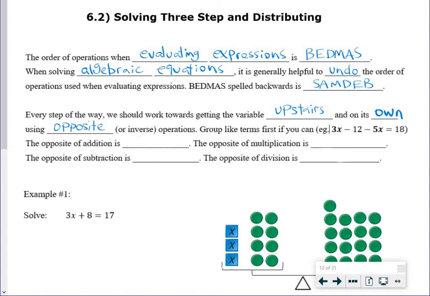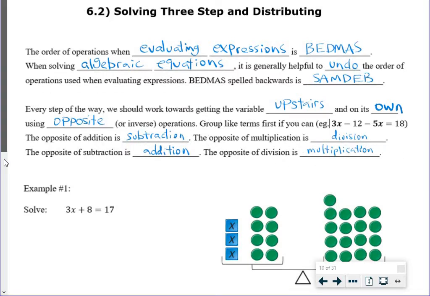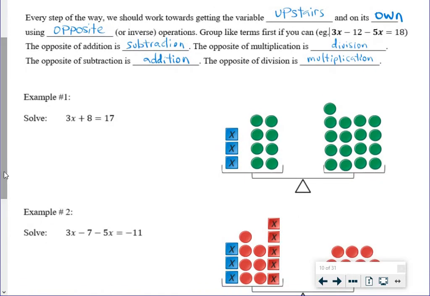What we do is we group like terms first if we can. So like for this one, 3x minus 12 minus 5x, we can group the 3x and the minus 5x together to make negative 2x on the left. So the opposite of addition is subtraction, the opposite of multiplication is division, and the opposite of subtraction is addition, and division versus multiplication. So let's have a look at a few examples.